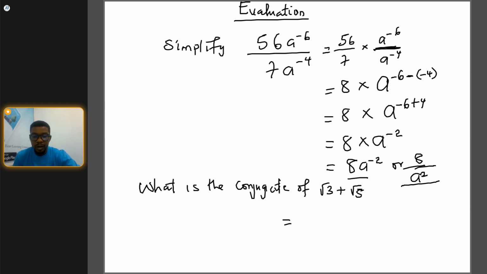Okay, all right. We have the response, root 3 minus root 5. Yes, root 3 minus root 5. That will be the conjugate of root 3 plus root 5. The conjugate is going to be root 3 minus root 5.